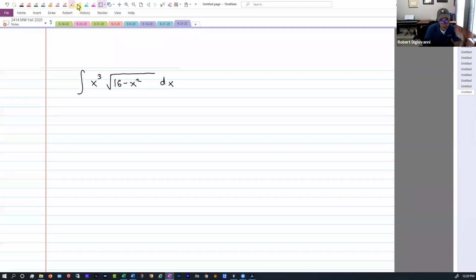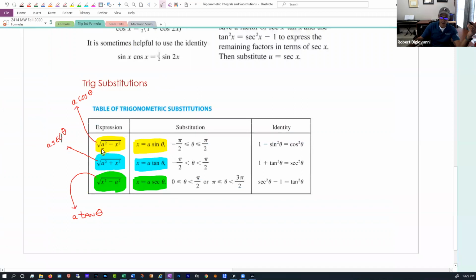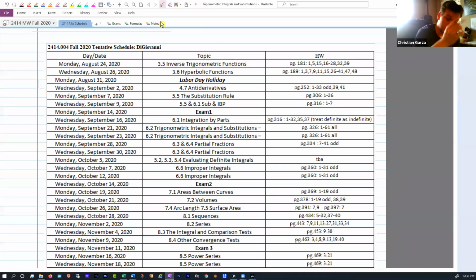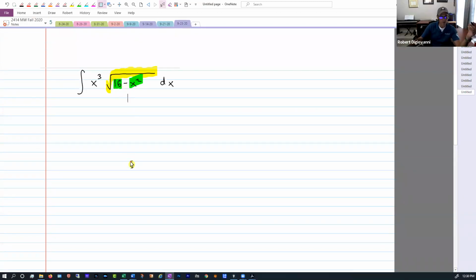But here's the thing that should be kind of making light bulbs go off in your mind. You see the square root, right? You see something squared minus something squared. So you're seeing that form, right? You're seeing in this formula sheet one of these forms, right? Which form are we seeing? The top one, middle one, bottom one? Top one, right? So it's a squared minus x squared. So what we know is that we should be able to make a trigonometric substitution. The trigonometric substitution we're going to make is that x is going to be a sine theta. So for us, that's 4 sine theta.